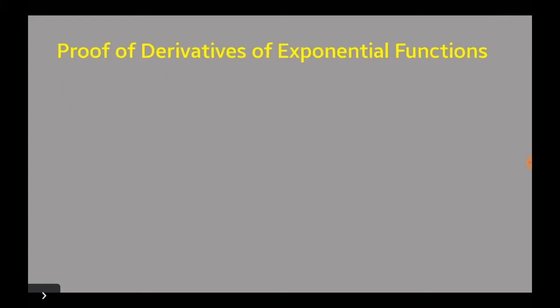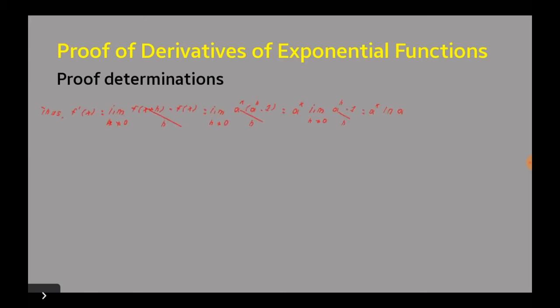We can go to the proof of derivatives of exponential functions. Thus, f derivative at x is the limit as h approaches 0 of f of x plus h minus f of x over h, which equals the limit as h approaches 0 of a to the power of x times a to the power of h minus 1 over h, which is a to the power of x times the limit as h approaches 0 of a to the power of h minus 1 over h, which equals a to the power of x ln a.